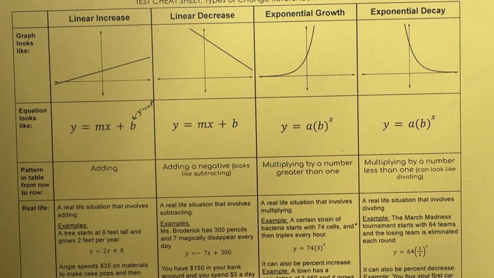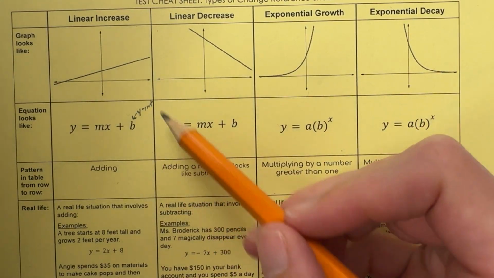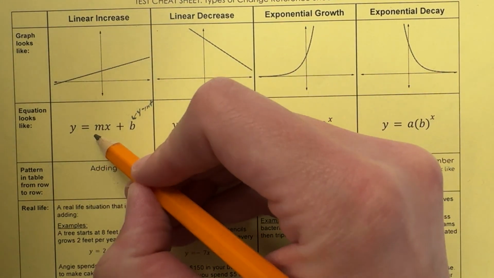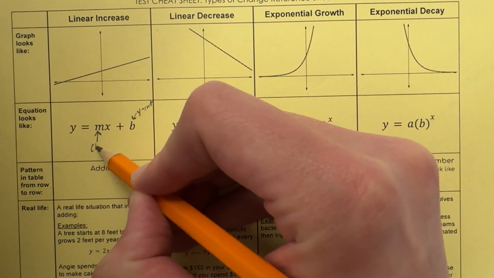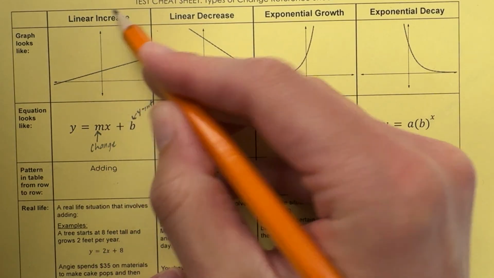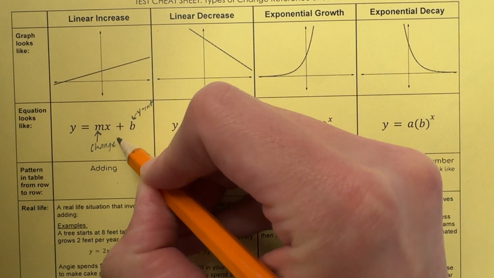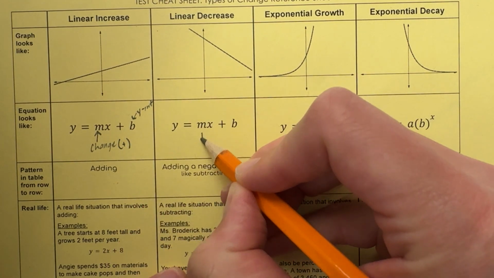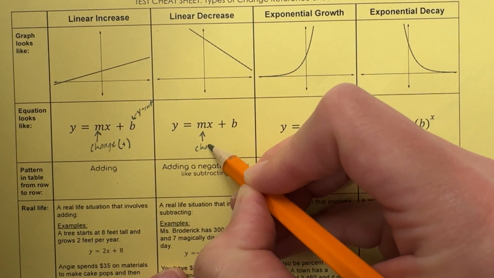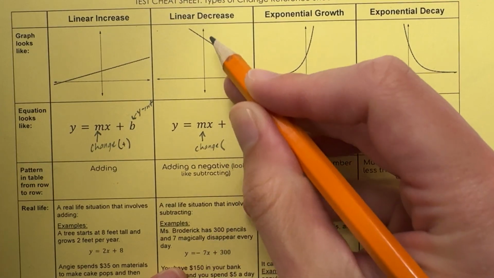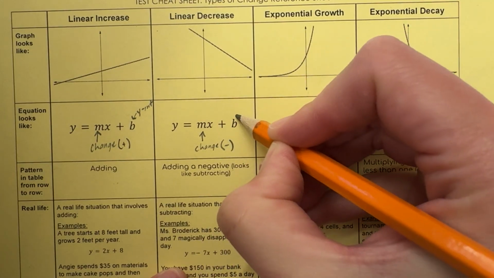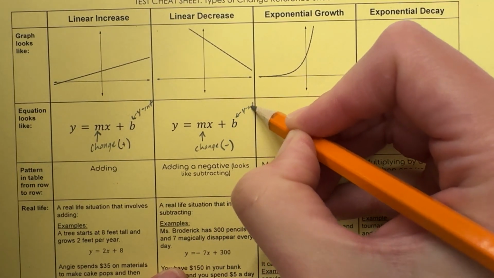But the goal of the cheat sheet is to take as much as possible and put it on the paper so you don't have to hold it in your head. And then remember, this is the change, this is the slope. In the case of linear increase, this would be positive. Whereas this is still the change, the slope, but in the case of linear decrease, it would be negative. This would still be the y-intercept.